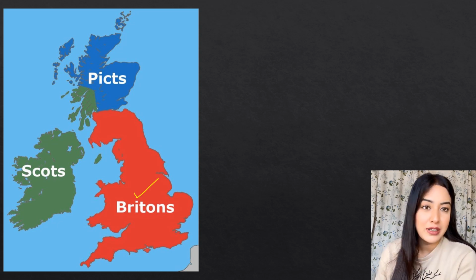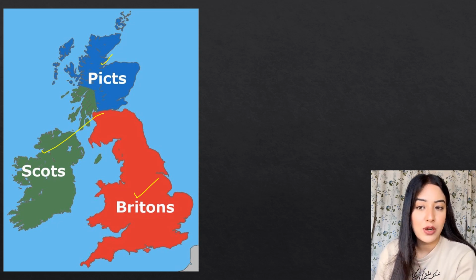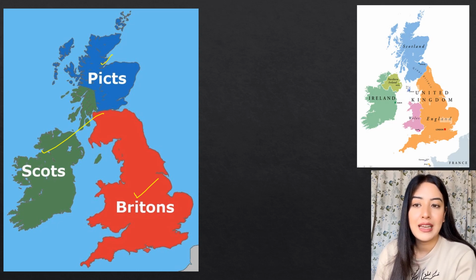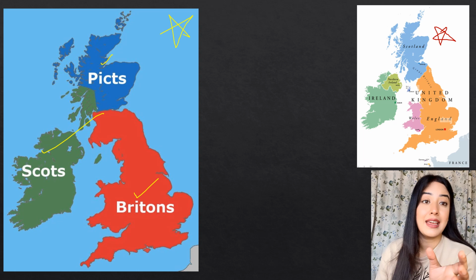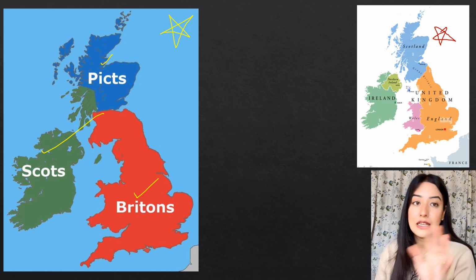And then you have a modern map over there. This is the United Kingdom. You have England, Scotland, Wales, Ireland and Northern Ireland. You see over there, I've given a present day map also. But let's just have a look at this whole island as it was before the Anglo-Saxon invasion.